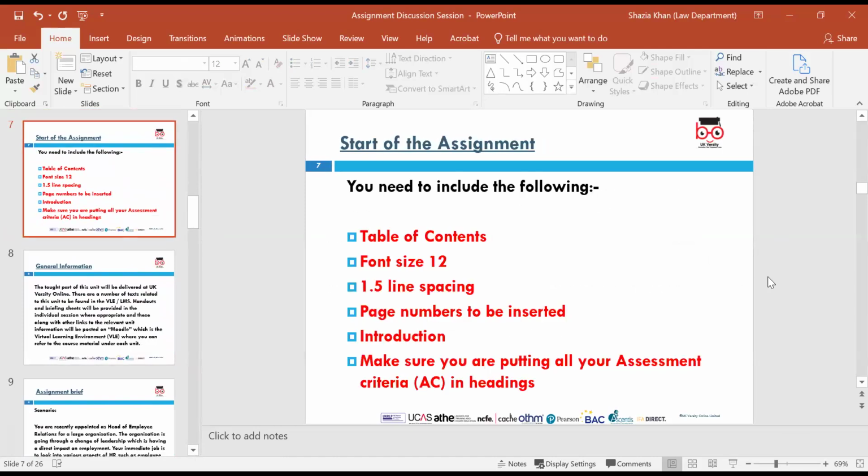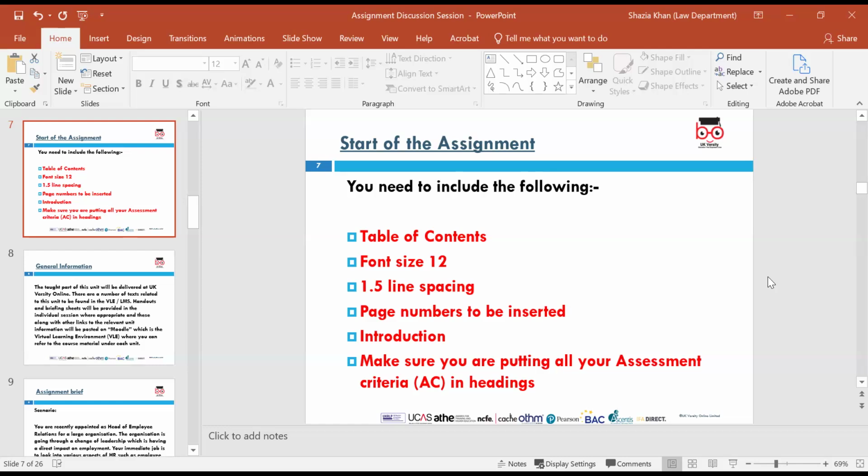So at the start of the assignment, you should include the following: a table of contents. It's really important you have a table of contents to identify which element and which part of the assignments you've done to get that complete and which page it's on. Font size needs to be 12 and needs to be 1.5 line spacing. Again, page numbers, as I mentioned, and I'll keep mentioning, need to be inserted.